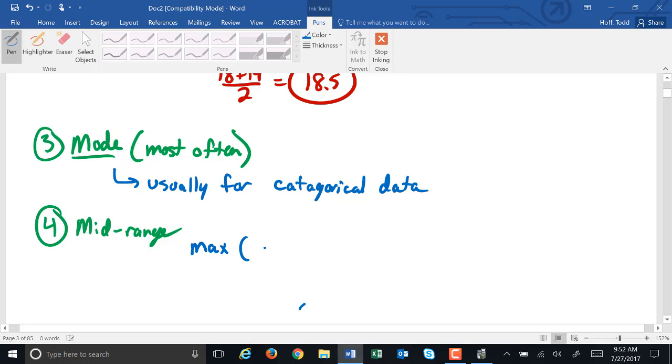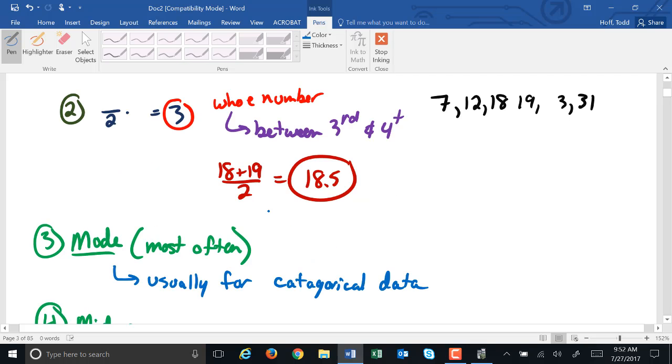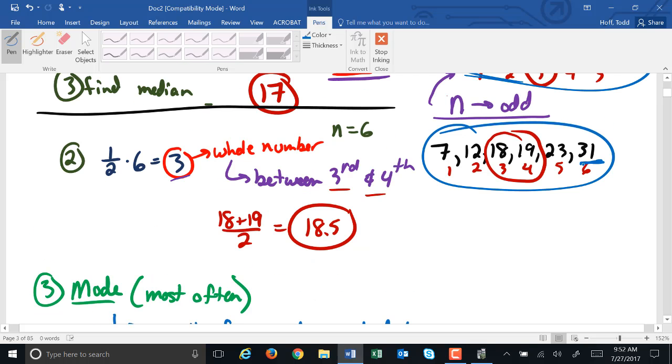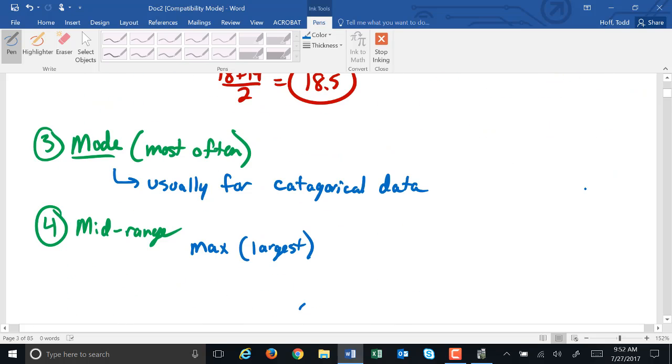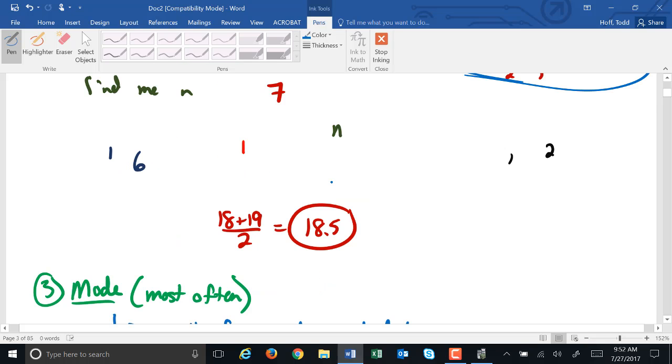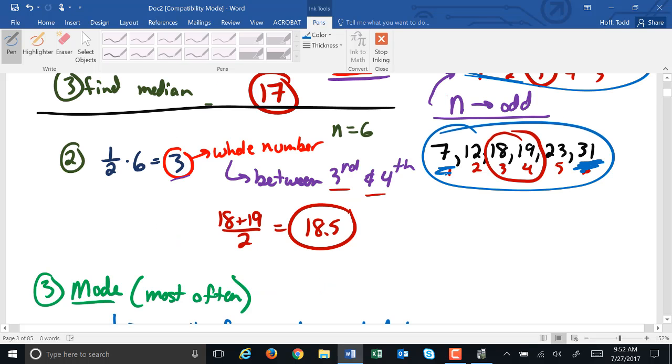One is called the max, or the maximum. That's the largest number in the set. If I look up here, largest number in this set is the 31. And the minimum, which is the smallest number in a set. If I look up here, the smallest number in this set is the 7.